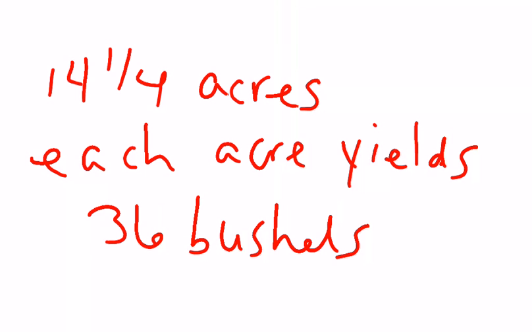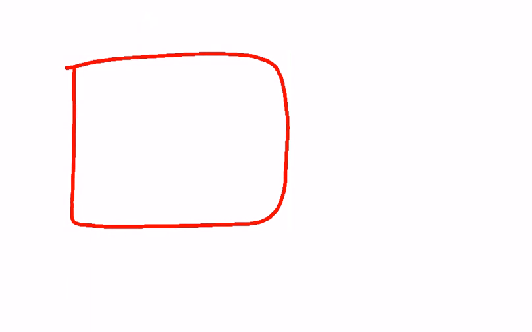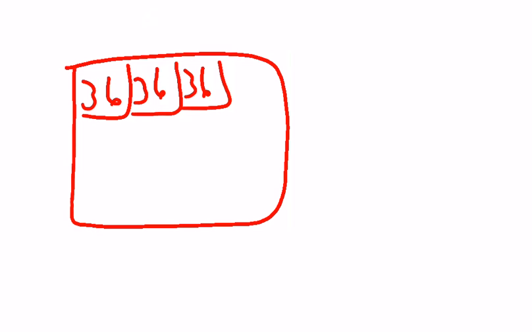So let's take a look at this, and we might be curious, do we divide, do we multiply? If we were to draw a picture of this scenario, we would have this plot of land, and we know that each acre has 36 bushels. So we could do this 14 1/4 times, and so that means we're going to multiply. So 14 1/4 times 36.